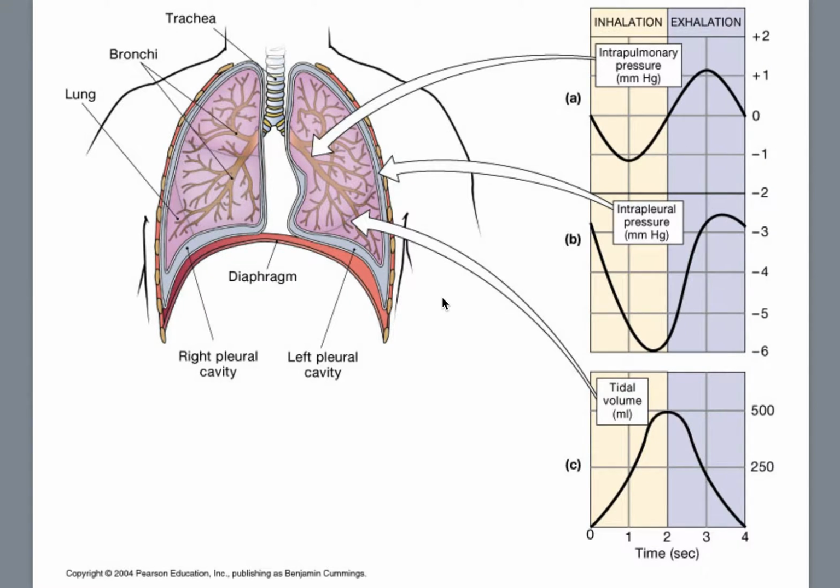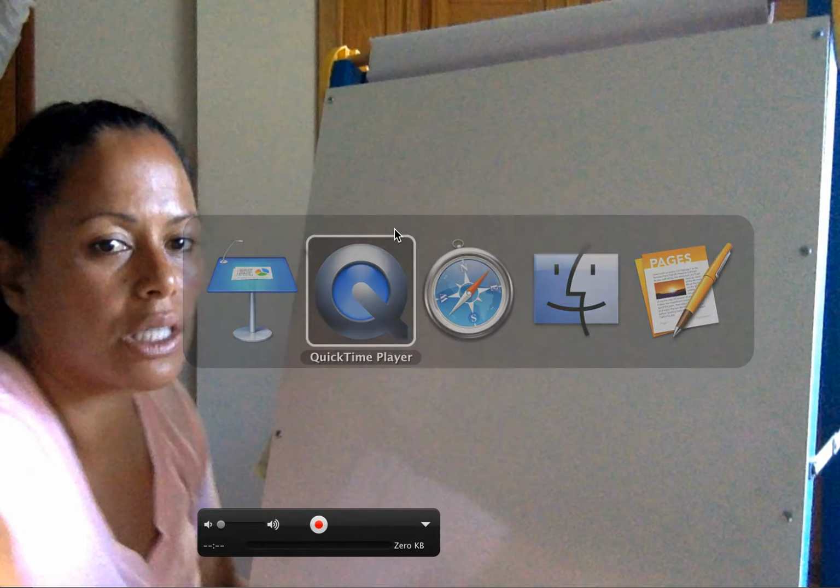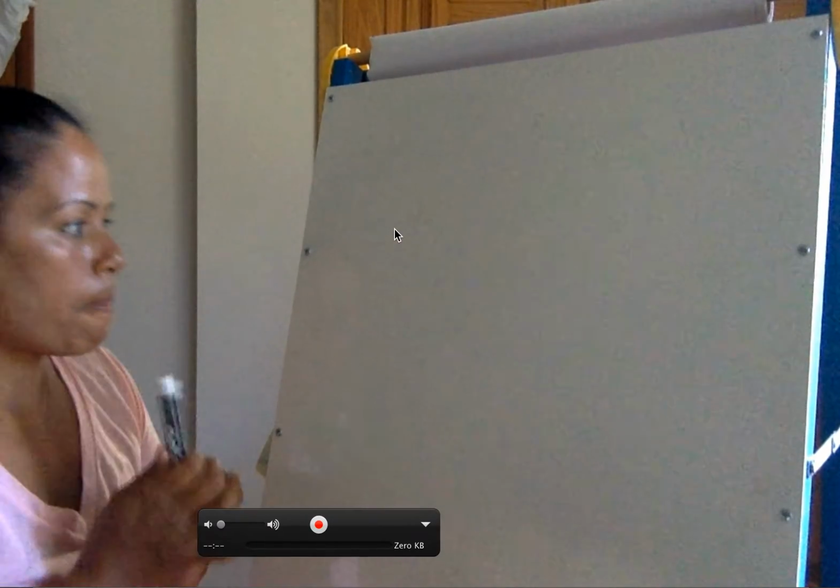Respiratory. So we're going to cover intrapulmonary versus intrapleural and tidal volume. So if you take a look at intrapulmonary, what does intra mean? Within, and then the lungs. Intrapleural is within the pleural space that separates the lung parenchyma, or the lung tissue, from the wall. So this is how you're going to take a look at this.